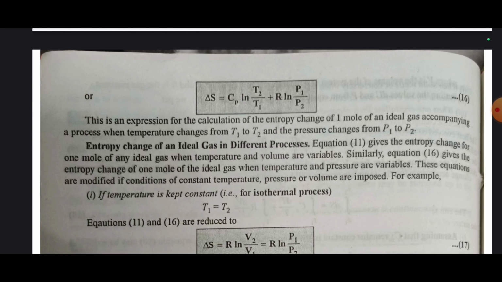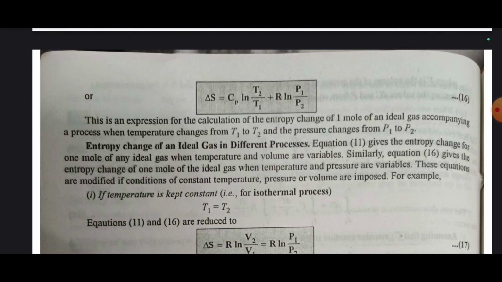Entropy change of an ideal gas in different processes. So equation 11 gives the entropy change for 1 mole of an ideal gas when temperature and volume are variables. Similarly, equation 16 gives the entropy change of 1 mole of the ideal gas when temperature and pressure are variables. These equations are modified if conditions of constant temperature, pressure or volume are imposed.